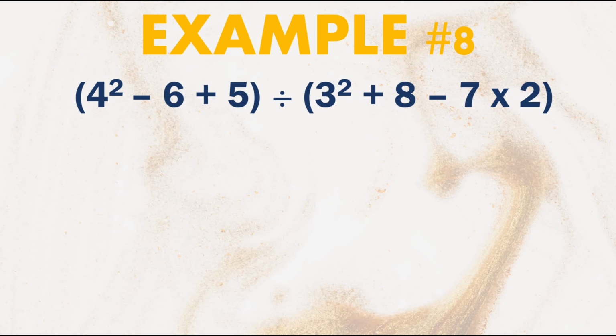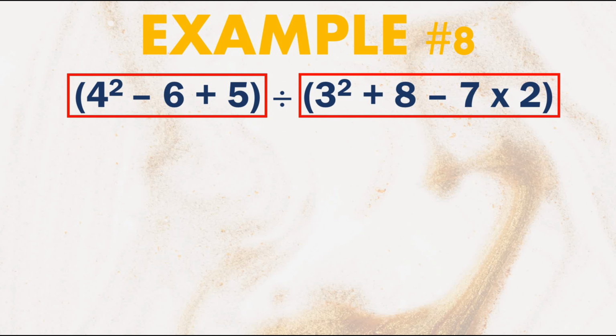And then example number 8, we have quantity 4 squared minus 6 plus 5, quantity divided by quantity 3 squared plus 8 minus 7 times 2. So in this example, we have two groups of units or numbers inside the parentheses, okay? And we also notice that there are numbers raised to exponents, okay? So we have 4 raised to 2 and 3 raised to 2.